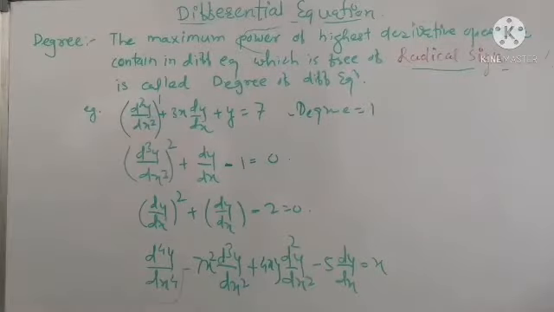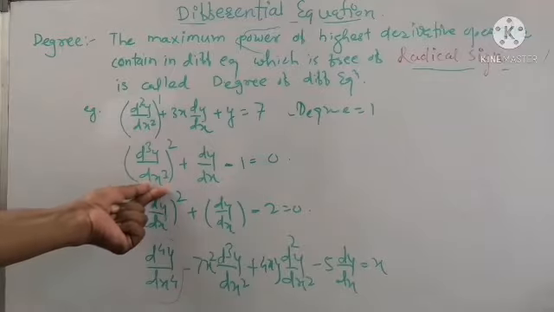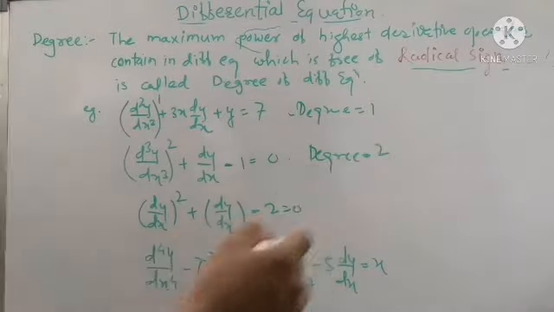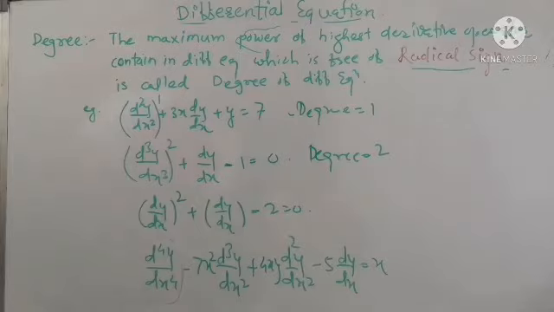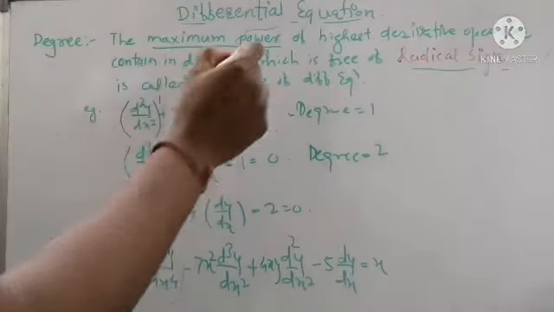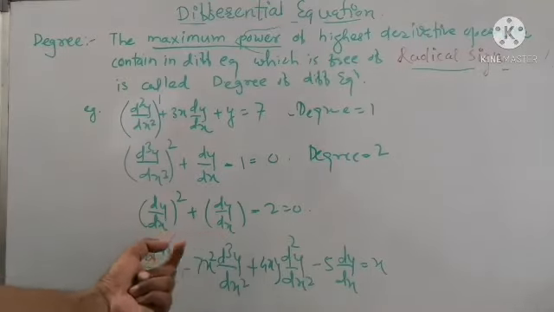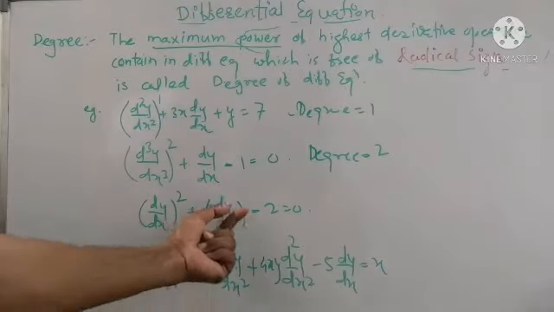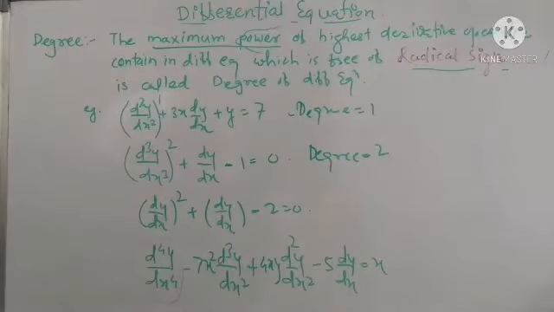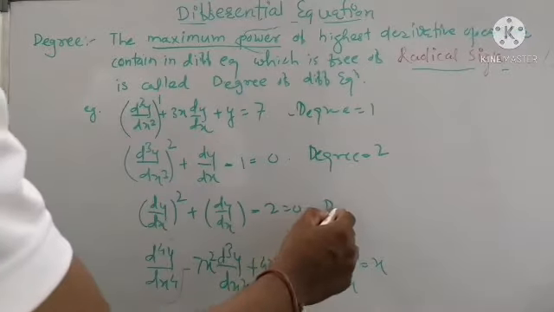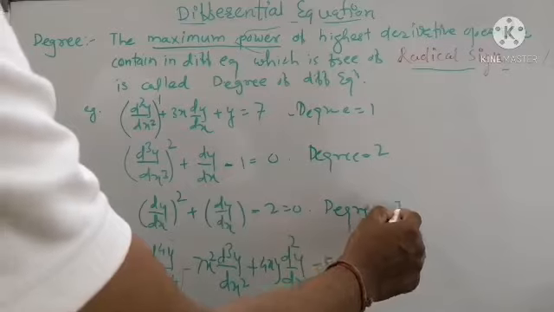Now in the second equation, d cube y by dx cube is the highest derivative operator and the power of this highest derivative operator is 2. So the degree of the second differential equation is 2. Do you understand? Now in the third, dy by dx has two terms in this differential equation. The first term has power 2 and the second term has power 1, and dy by dx is the only derivative operator, so the highest derivative operator is obviously dy by dx, but the maximum power out of these two terms is 2. So in this case, the degree of this equation is 2.